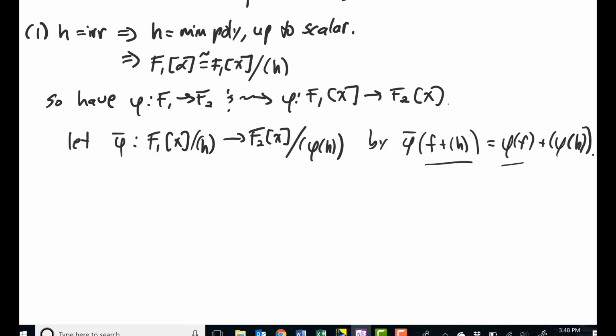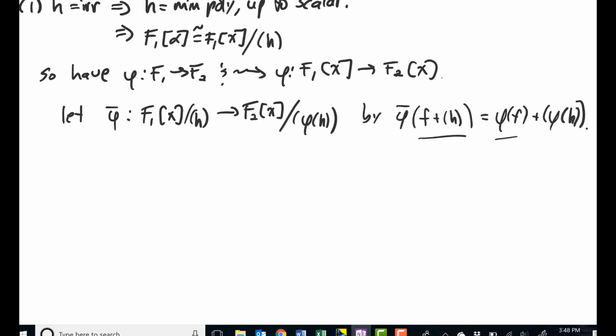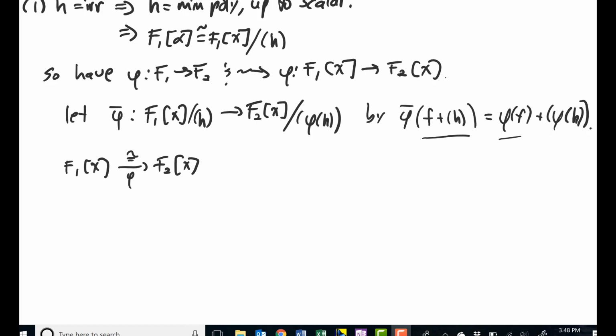Is it well defined? The way to see this is to start with the following. Start with phi, as we've already said, going from F1 of x to F2 of x. That's an isomorphism. And then project F2 of x onto the quotient F2 of x mod the ideal generated by phi of h. So it's a composition of homomorphisms. We get a homomorphism. Each one is surjective, so it's surjective.